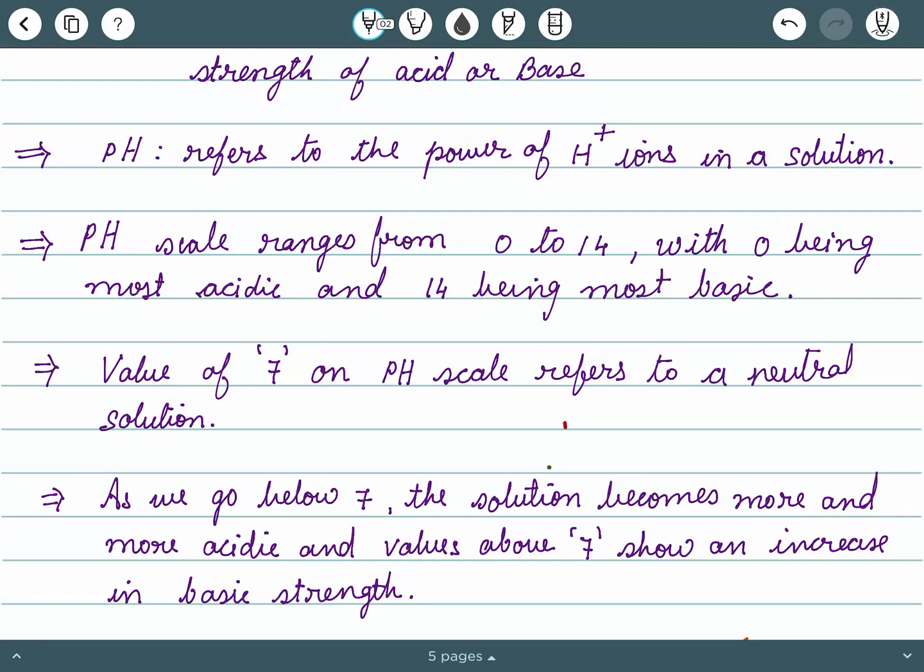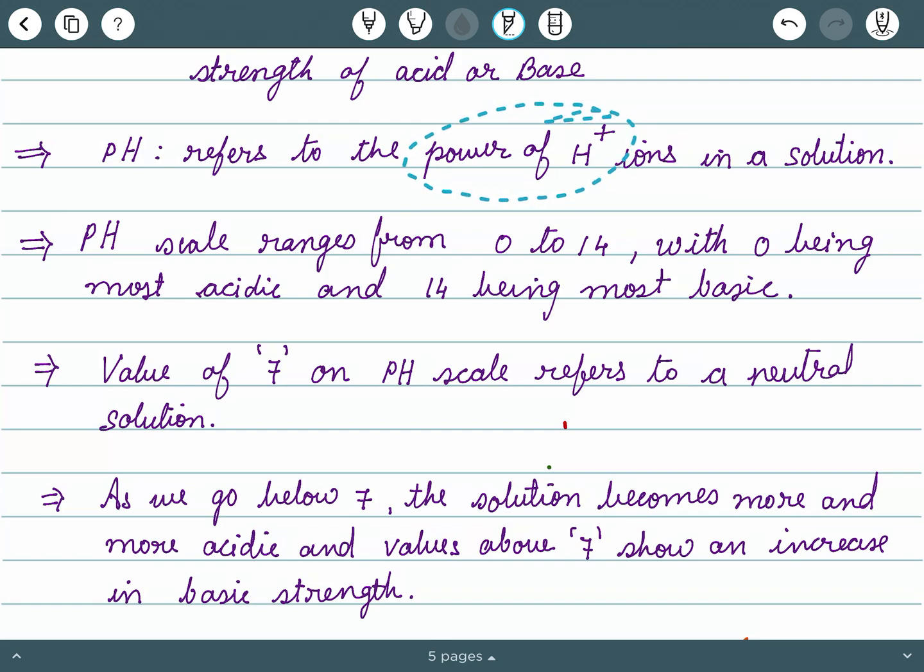Hello students. In today's class, we'll be understanding how we determine the strength of any acid or a base. To determine the strength of an acid or a base, we'll need to understand the concept of pH. What do we mean by pH? pH refers to the power of hydrogen ions in a solution.